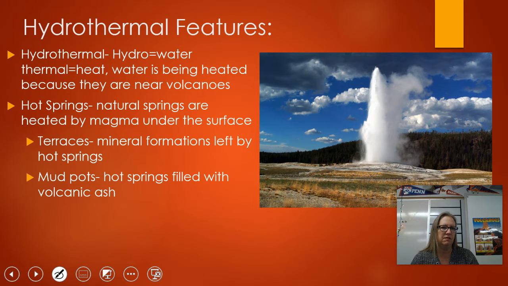But the minerals can leave these formations behind. If you look on page 195, you get these things called terraces, which looks kind of like salt crystals, but it's basically the minerals being left behind from these natural hot springs. You can also have what's known as a mud pot, and that's when the spring has been filled with volcanic ash, but it's still hot, and so it looks like this bubbling pot of mud, and it might splatter mud everywhere. Okay, it's known as a mud pot.